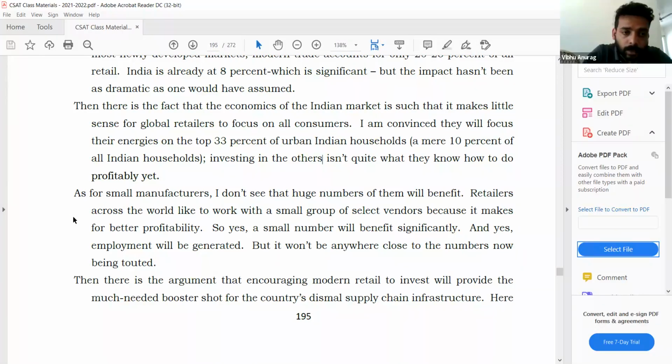Retailers across the world like to work with a small group of select vendors because it makes for better profitability. So he says, yes, a small number will benefit significantly. Okay, so there will be quite a lot of benefit, and yes, employment will be generated. So this is also true, but it won't be anywhere close to the numbers now being touted. It's not going to be as much as people think it is going to be.